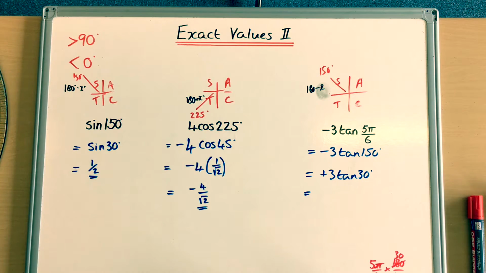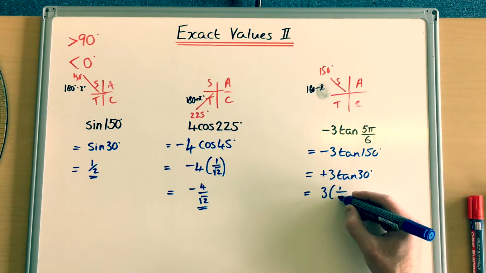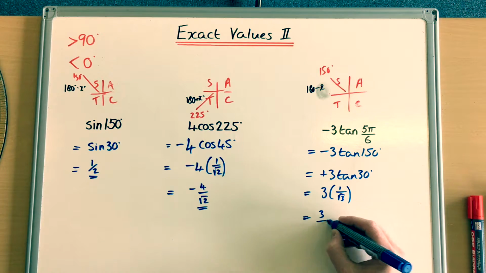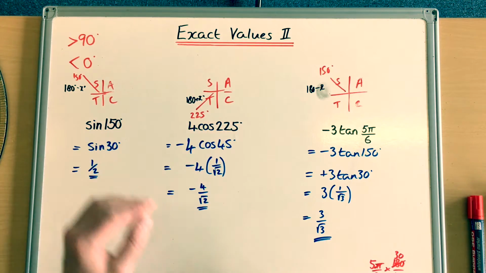Okay, or I could just ditch that altogether. So what's tan 30? Well, tan 30 is 1 over root 3. So this becomes 3 times 1 over root 3, which is 3 over root 3. Okay, there we go. That's how to find the exact values over 90.